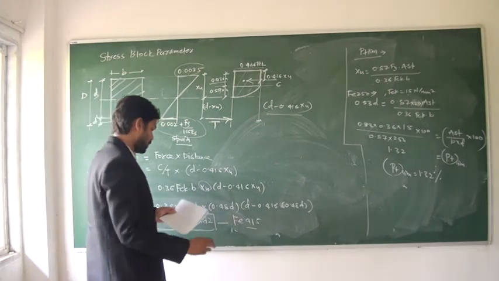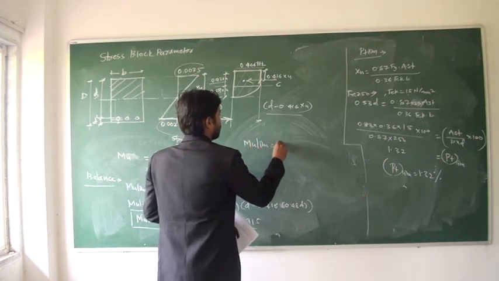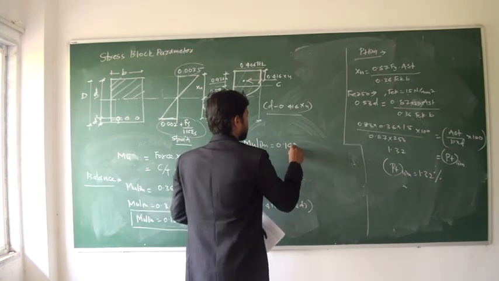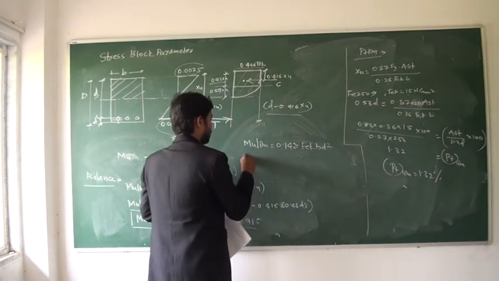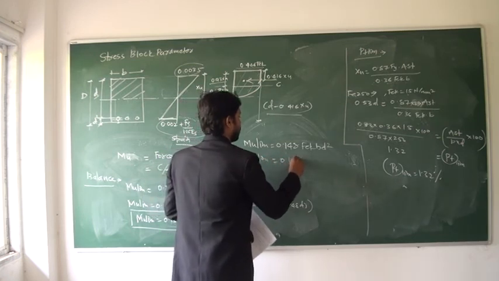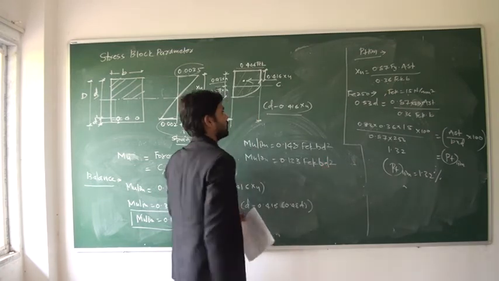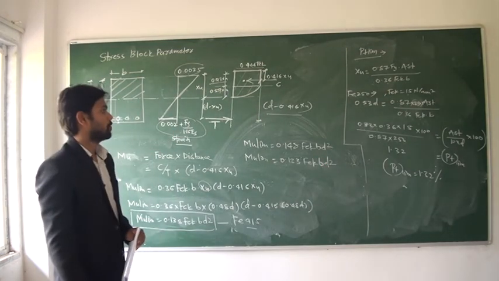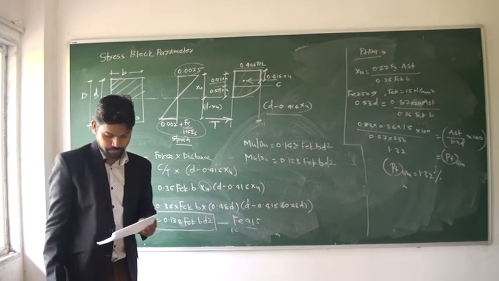If you are using 250 grade, this Mu limit will be equal to 0.148 FCK BD square, and for 500 this will become 0.133 FCK BD square. Okay, this is all about the moment of resistance constant.